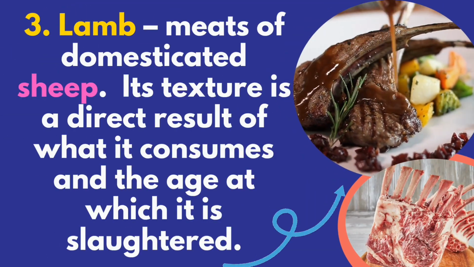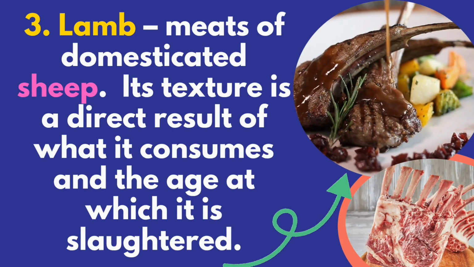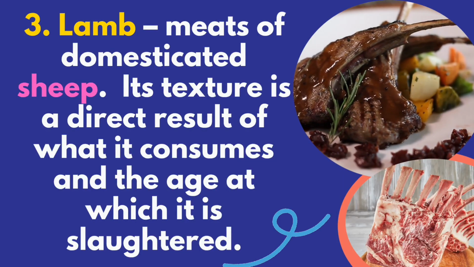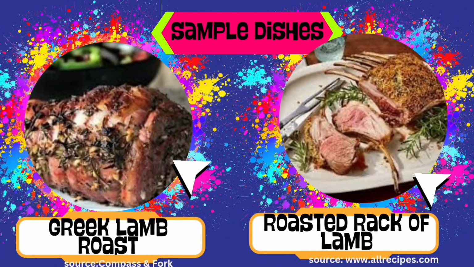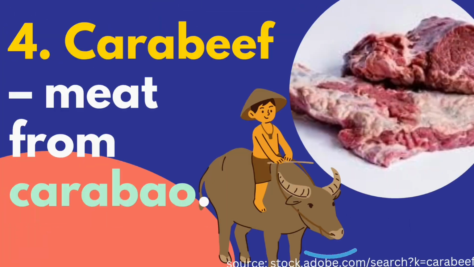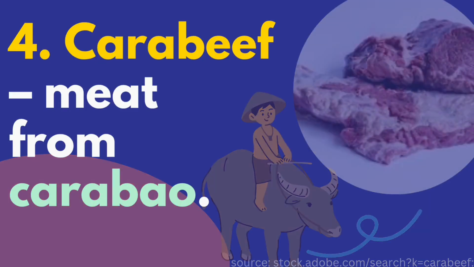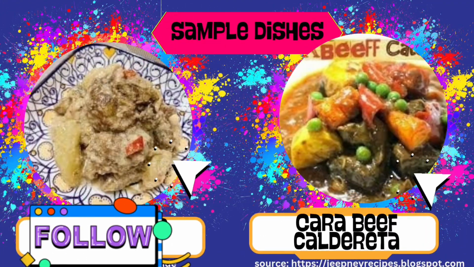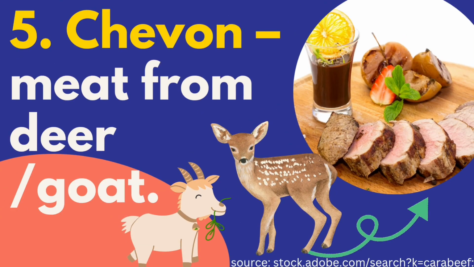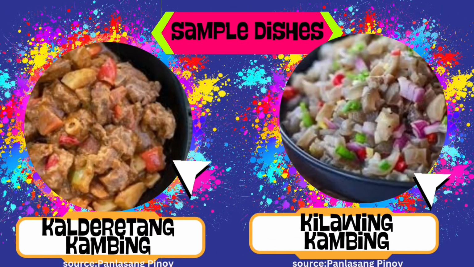3. Lamb. Meat of domesticated sheep. Its texture is a direct result of what it consumes and the age at which it is slaughtered. Sample lamb dishes. 4. Carabeef. Meat from carabao. Sample carabao dishes. 5. Chevon. Meat from deer and goat. Sample goat dishes.